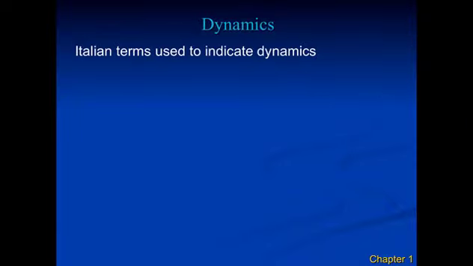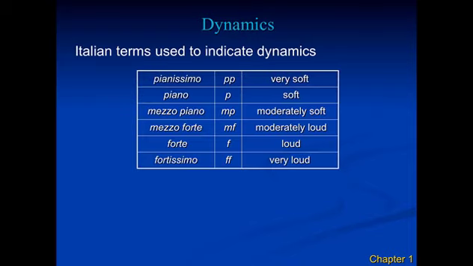And then, as I mentioned earlier, Italian terms are used to indicate the dynamic levels. Here is a chart, very much like what you see on page 6 in your textbook. We also have symbols for very soft. Pianissimo means to be played very soft, and fortissimo means to be played very loud. In the middle ranges, we have mezzo piano and mezzo forte. Mezzo piano means moderately soft, and mezzo forte means moderately loud.